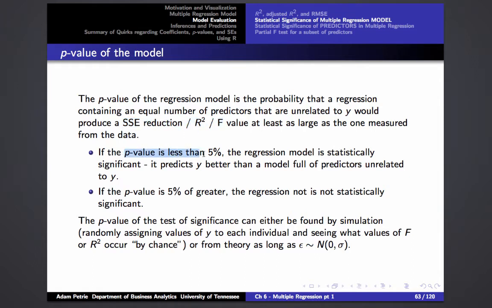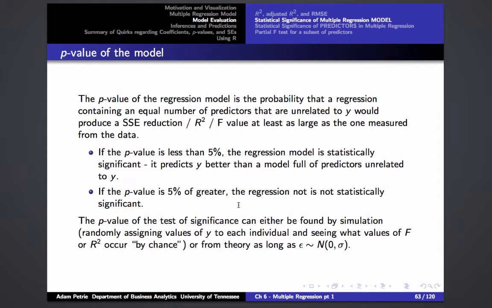So if that p-value is less than 5%, we say the regression model is statistically significant. It's unlikely, though not impossible, that a model full of random unrelated predictors would do as well as predicting our y values as our model. So we can say that our model is predicting y better than that model full of predictors unrelated to y. If that p-value is 5% or greater, the regression is not statistically significant. Essentially, there's nothing in your model that's helping you predict y any better than just a random set of unrelated predictors.